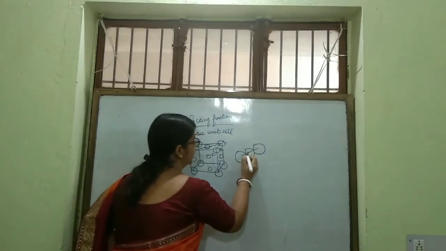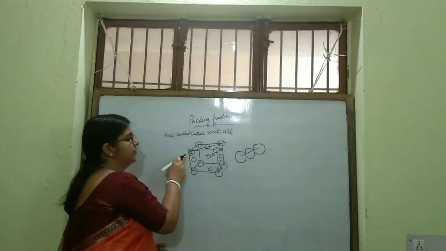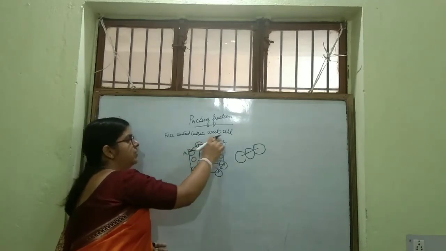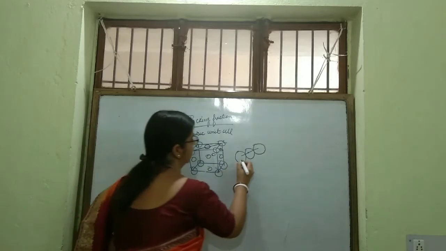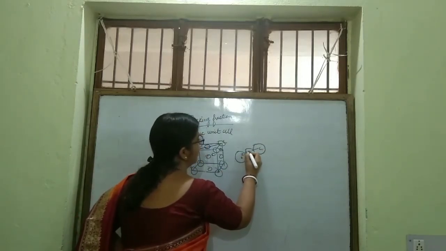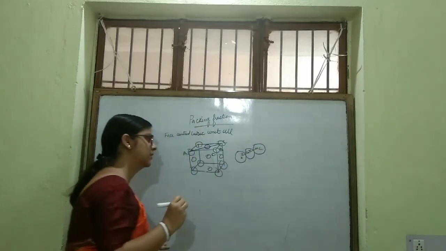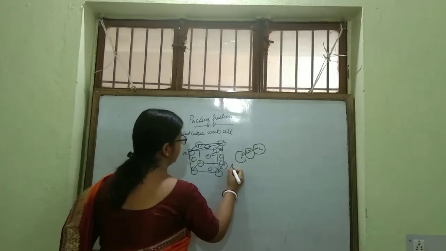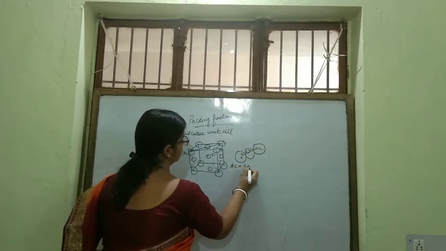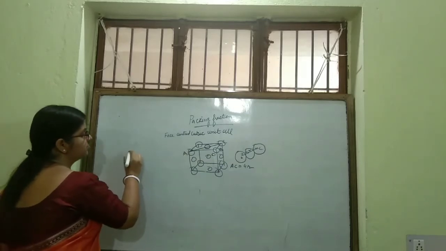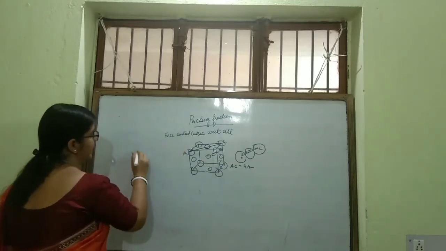So, the value of AC, the face diagonal, will be how much? R, R, R, R. Okay. So, value of AC, how much are you getting? It is 4R.